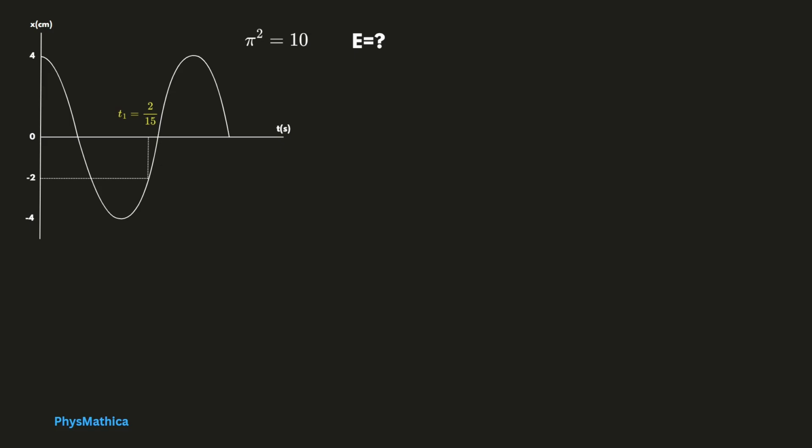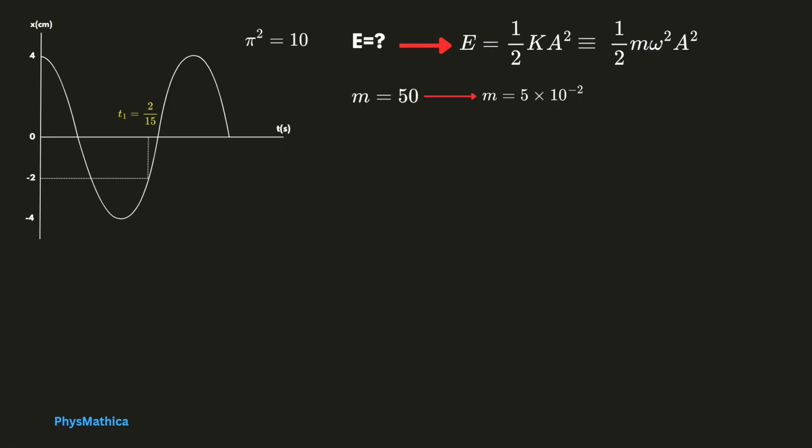So, first let's take a look at the equation for the total mechanical energy of a harmonic motion. We know that it's equal to 1 over 2 mass multiplied by angular frequency to the power of 2 multiplied by amplitude to the power of 2. We have the mass from the question itself, which is 50 gram. I'm just going to change everything to SI units, and we can also simply find the amplitude from this position-time graph, which is 4. I'm going to change that to the SI unit as well.